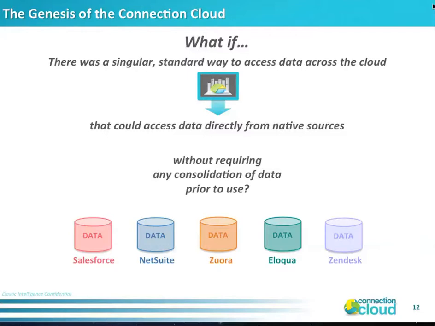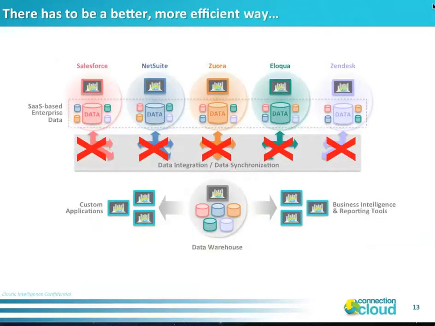So if my question is, I want to figure out how much revenue I can recognize this month, and that data is spread across Zuora and Salesforce, or Intact and Salesforce, or NetSuite and Zuora, I can send a single query with SQL. The Connection Cloud takes that SQL, translates it into what the underlying API understands, and retrieves the data and sends it back to the user.